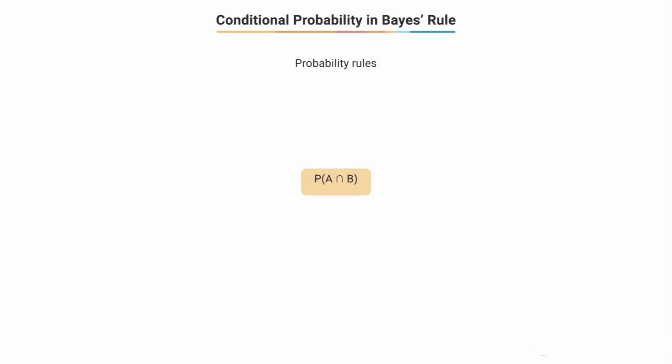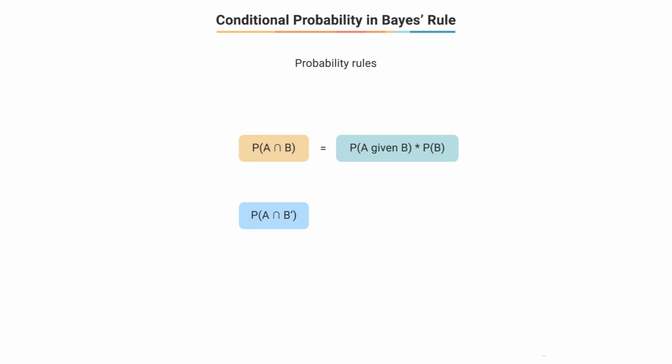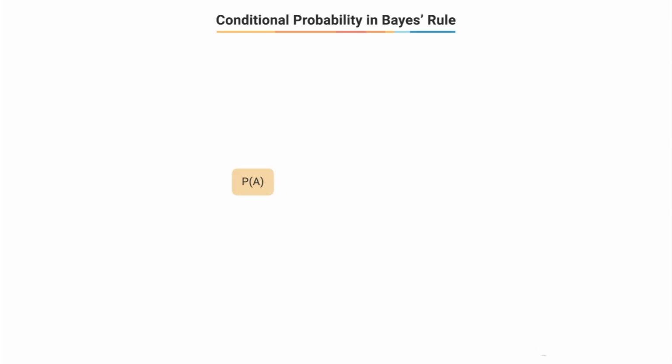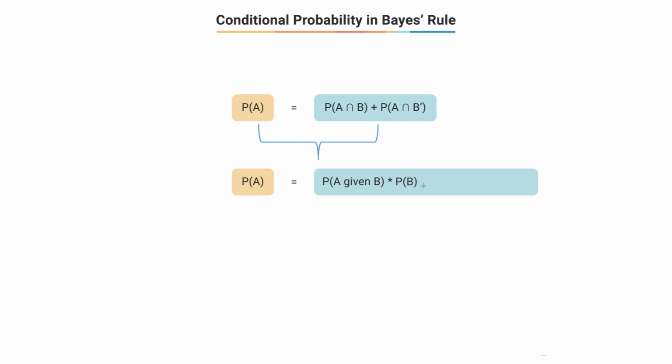We can write probability of A intersection B as P of A given B into P(B). And similarly, we can also write probability of A intersection B dash as probability of A given B dash into probability of B dash. So let's plug in these values and see what we get. We had probability of A equal to probability of A intersection B plus probability of A intersection B dash. And now we can write this as probability of A equal to probability of A given B into probability of B plus probability of A given B dash into probability of B dash.